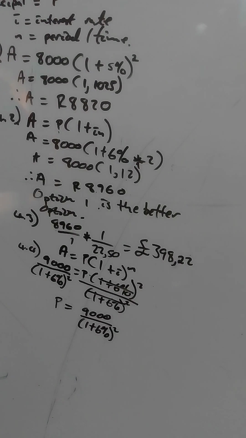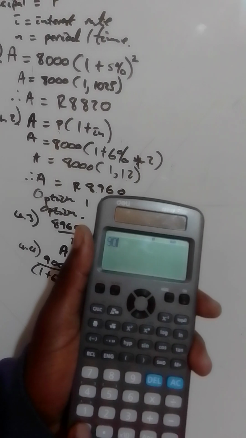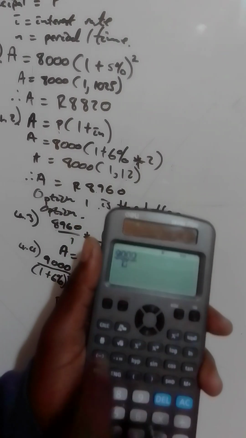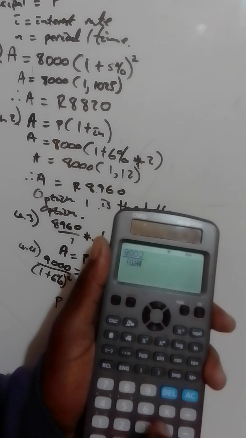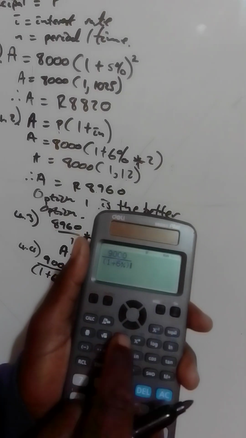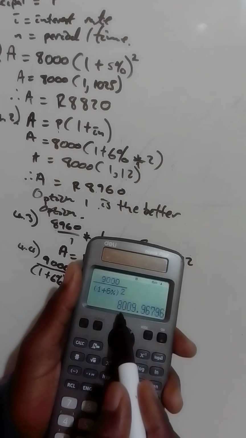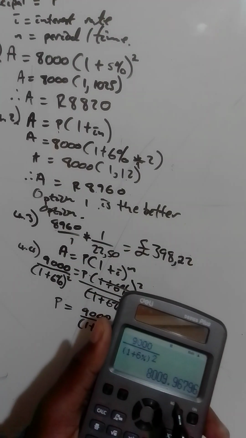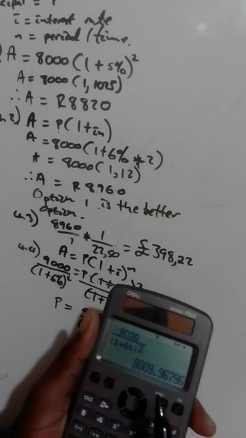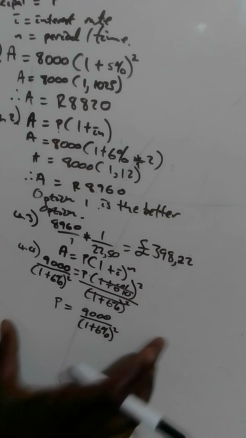I go to my calculator, I now enter this, and I say that I've got 9,000 divided by open bracket 1 plus 6%, close bracket to the power 2, which is equal to 8,000. Did I make a mistake? 1 plus, yes, to the power 2, 8,000. Oh yes, I made a mistake.